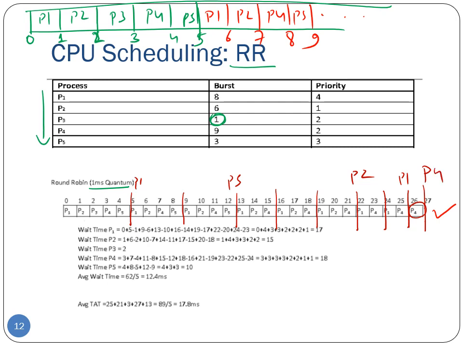For the round robin algorithm, the wait time computation would be a little more involved than the previous examples that we have seen. So let's focus on P1 and let's see how to compute the wait time for process P1. So P1 started here at time 0.